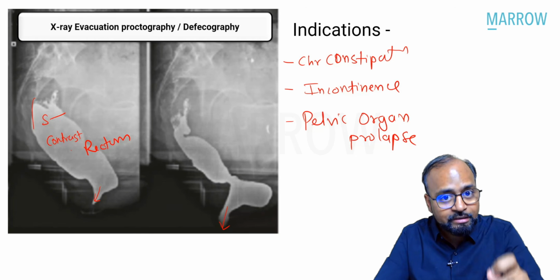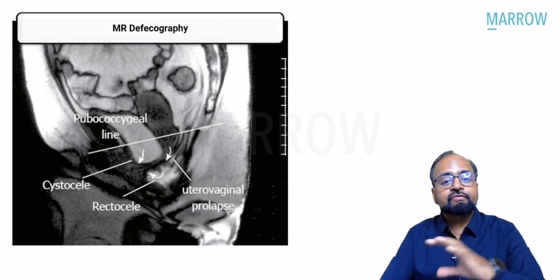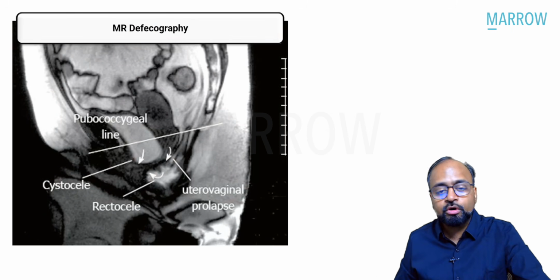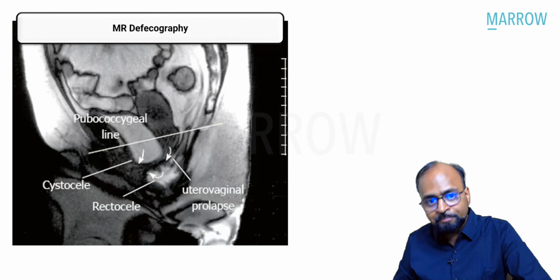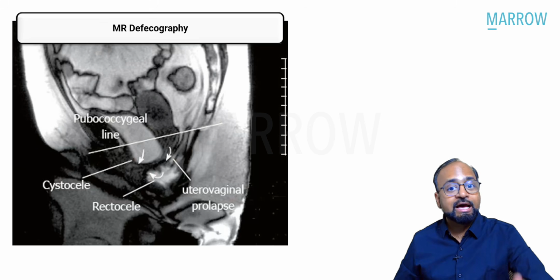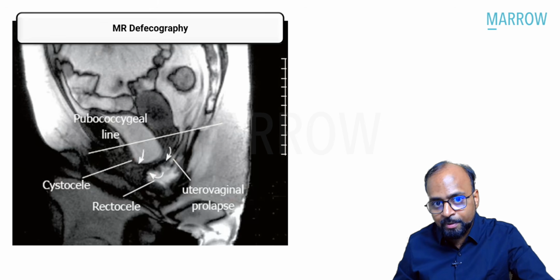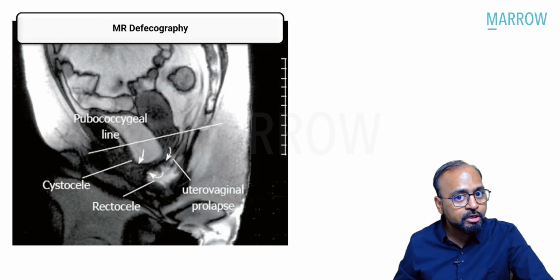What is better, and is more commonly done these days, is an MR defecography, whereas an X-ray defecogram can only show us the bowel. An MR defecogram, because of its high contrast resolution and greater imaging capabilities, can show us almost all the pelvic organs.